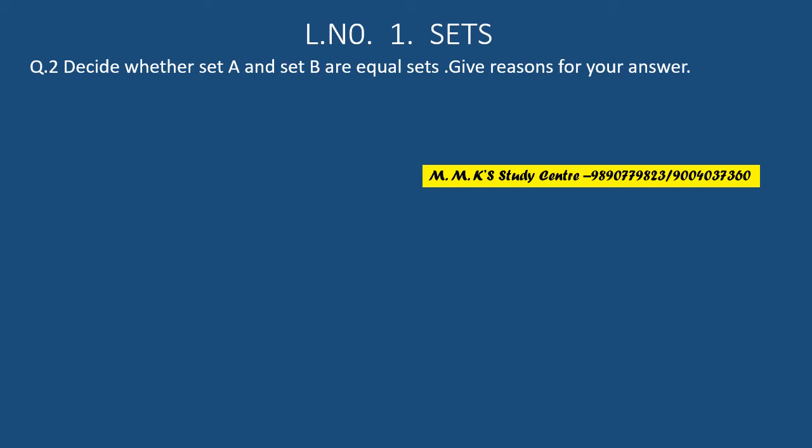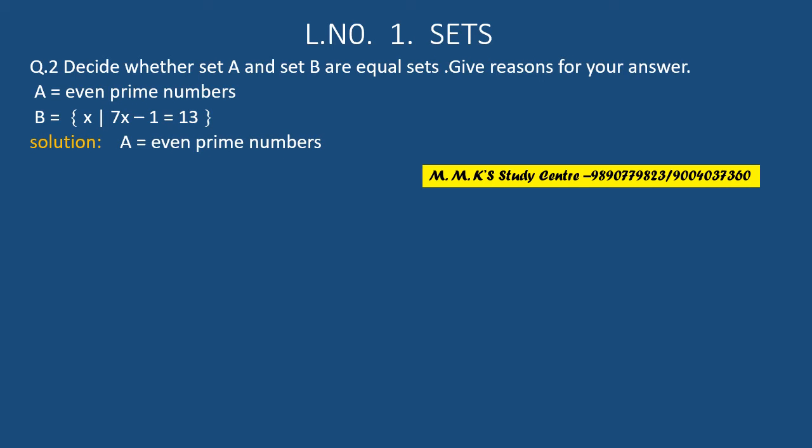We'll continue with question number 2, children. Question number 2 is: decide whether set A and set B are equal sets. Give reasons for your answer. So our first set A is the even prime number. So even prime number, only 2 we have. And B is a set of x such that 7x minus 1 is equal to 13. This is our question. So in the solution, we'll take the first A. A is nothing but the even prime number. So we know that there is only one even prime number, that is 2. So A is equal to {2}. Means A is a set of 2.